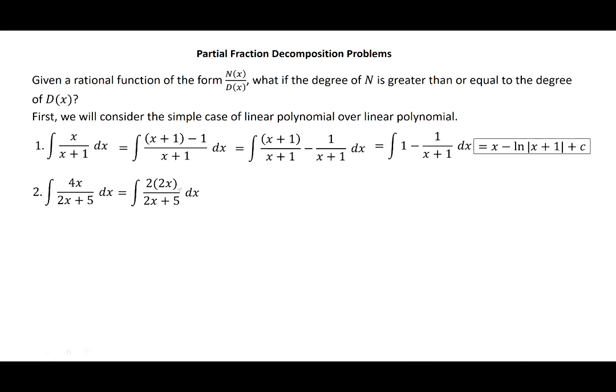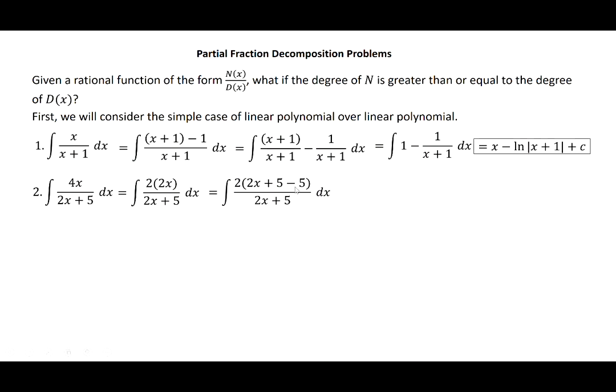So what I'll simply do is add a 5, 2x plus 5, and subtract a 5 to get rid of whatever I added, because I cannot just add whatever I want. I'll just compensate for it by subtracting a 5. That's what I do.